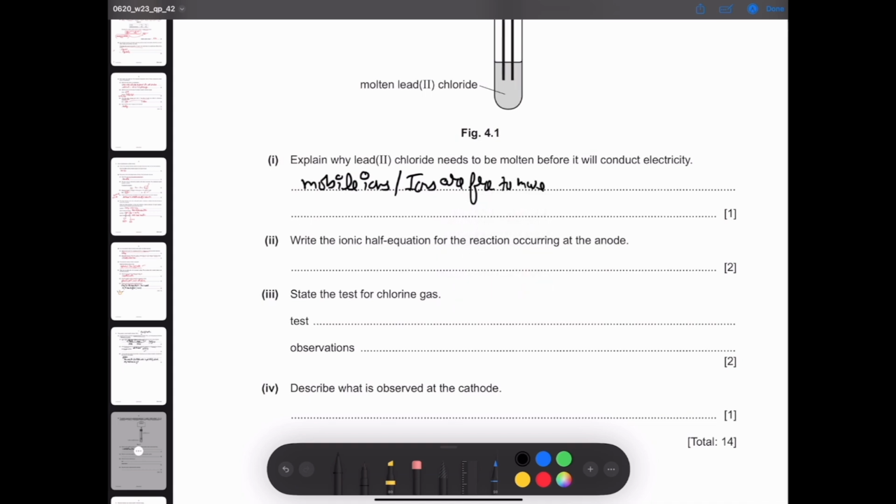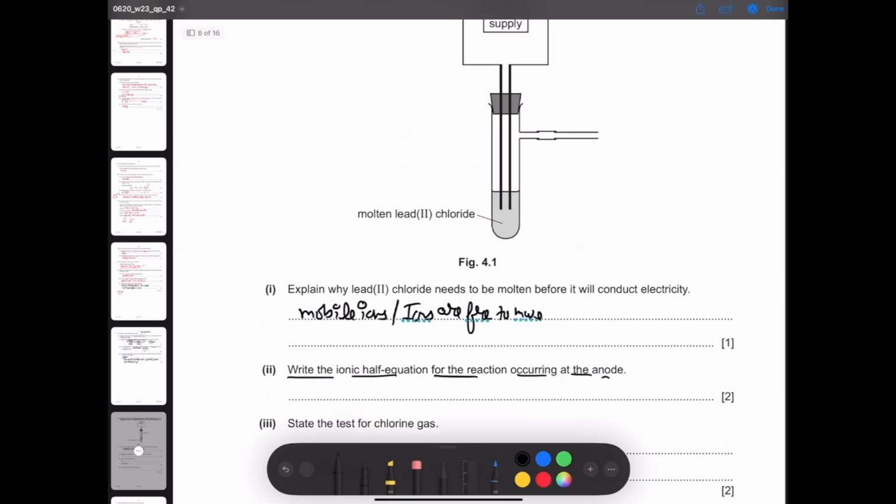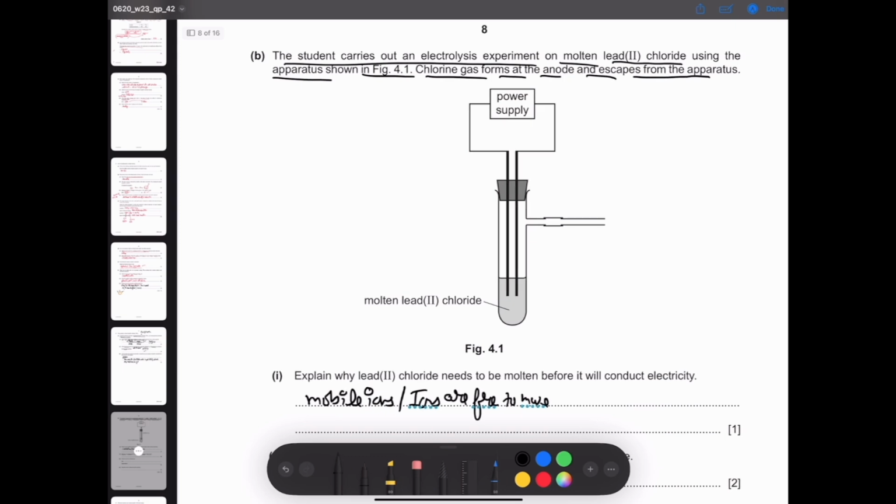So you can mention mobile ions, or you can mention ions are free to move. Your choice. All right. Write the ionic half equation for the reaction occurring at the anode. Now let's look at the electrolyte. Electrolyte here is lead chloride. It contains Pb2 plus ions and Cl negative ion, right? And since it is molten, H2O is not present. So these are the only ions present.